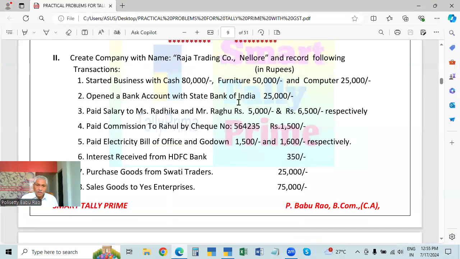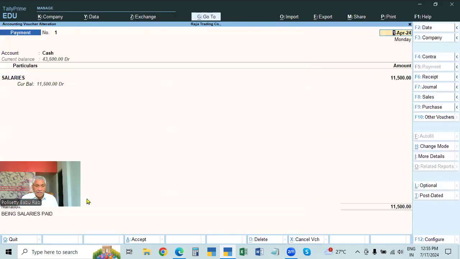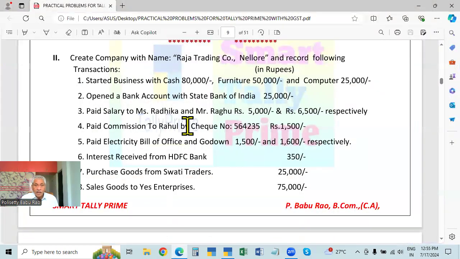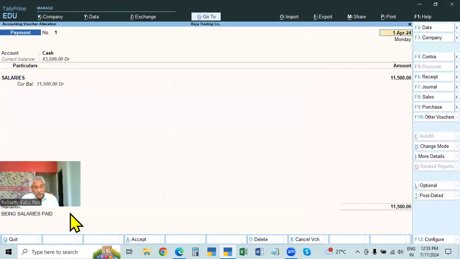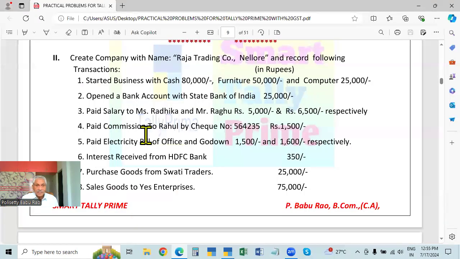And then we can also write the narration: being salary is paid to Radhika and Raghu. Okay, it's not required actually. And then, paid commission to Raghu by check. So whatever expense we pay, a personal account is not required. Raghu is not required. We paid commission by check.